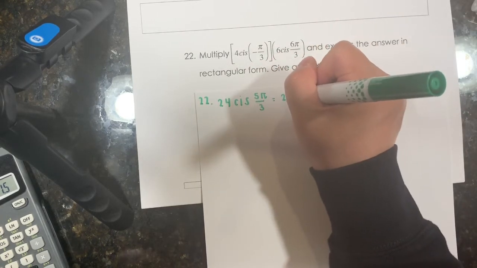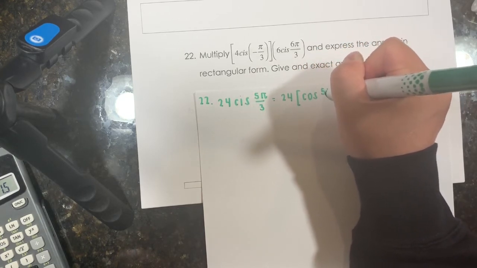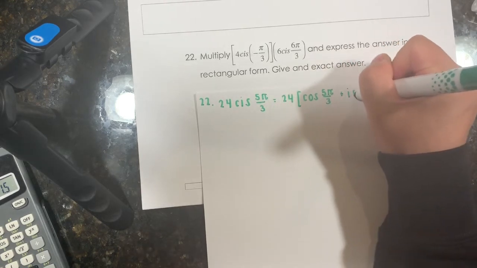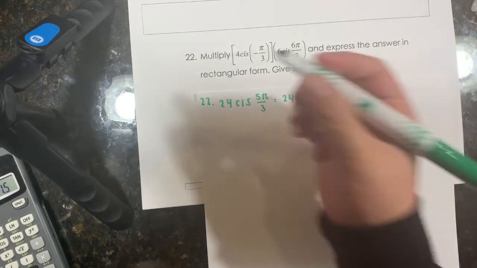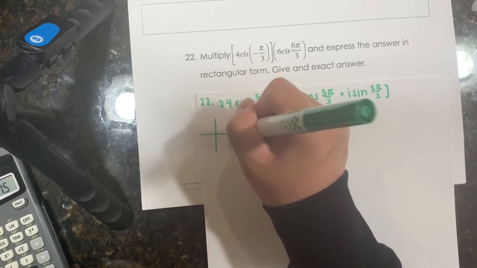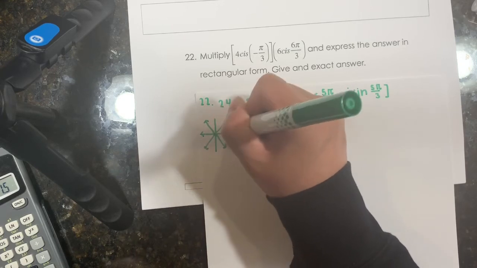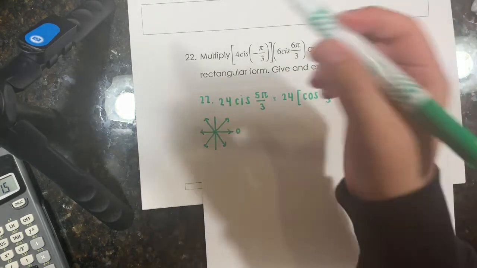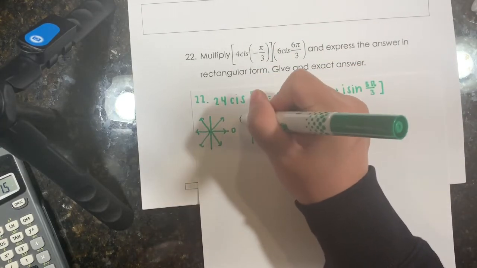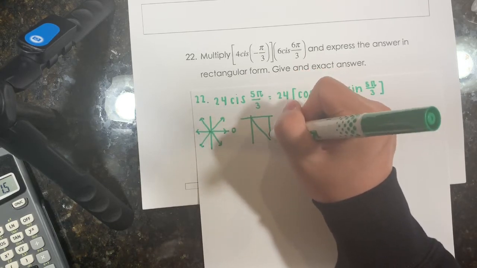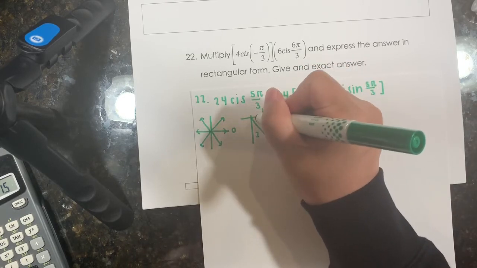Now when you expand, you can do cosine of 5 pi over 3 plus i sine of 5 pi over 3. Now my snowflake would look like this: 1, 2, 3, 1, 2, 3. Starting at 0, I'm going to count 5, so that would be 1, 2, 3, 4, 5. That is a 60-degree angle in quadrant 4. Adjacent 1, opposite negative root 3, hypotenuse 2.